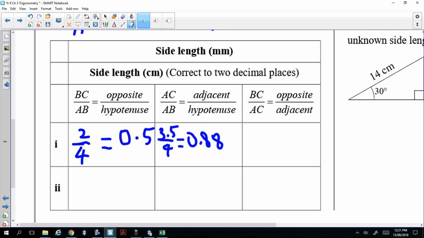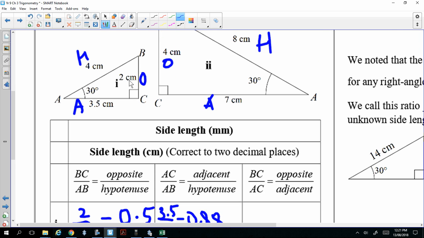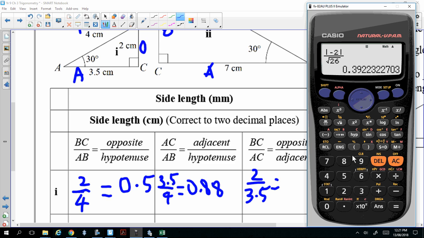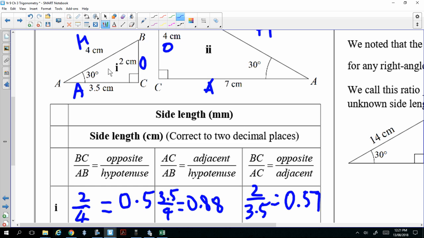What's the next one? BC over AC. What's BC? 2 over 3.5. What's that equal to? 0.57. Okay, so we did it with the small triangle. Can you repeat the same thing with the big triangle?